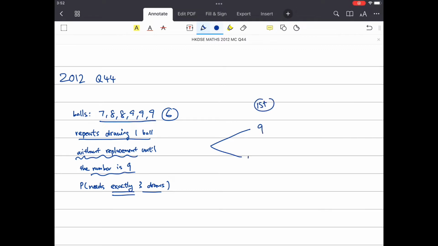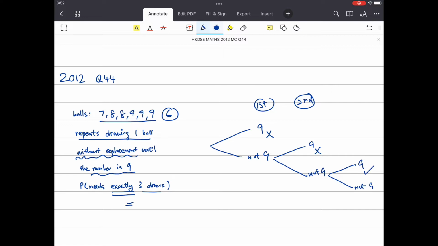So the first draw can be a 9 or not a 9. Since we need to have exactly 3 draws, the first one can't be a 9. Therefore, the first one is not a 9, and then we continue with the second draw, which can be a 9 or not a 9. Once again, we need another draw, so the second draw cannot be a 9 as well. So for the third draw, we finally get a 9, and this tree diagram shows you how we can get the final outcome.